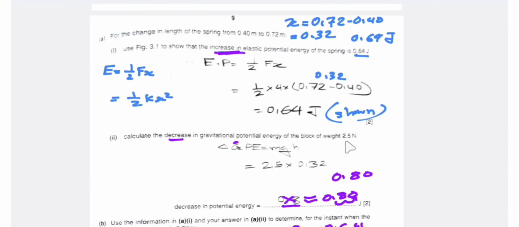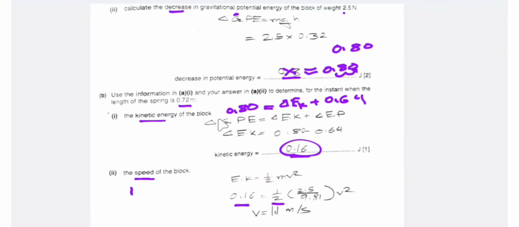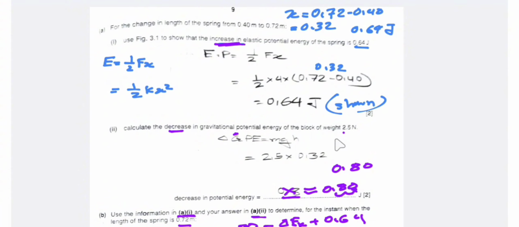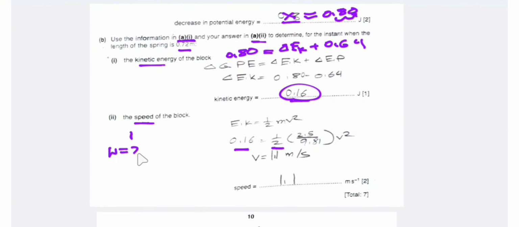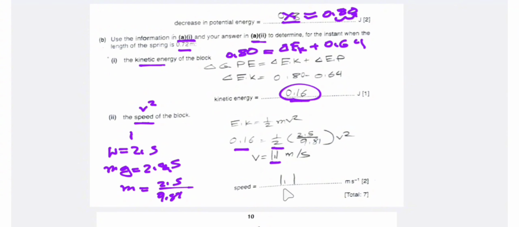Initially, remember that we need to use A1 and A2. From A1 or A2, we know that the weight is 2.5 Newton. So what is the mass? Mass into gravitational field strength is equal to 2.5 Newton. So mass is equal to 2.5 by gravitational field strength, that is 9.81. So 2.5 by 9.81 into V square, and we need to find this V or the speed. After calculating, we get the speed as 1.1 meter per second, to two significant figures.